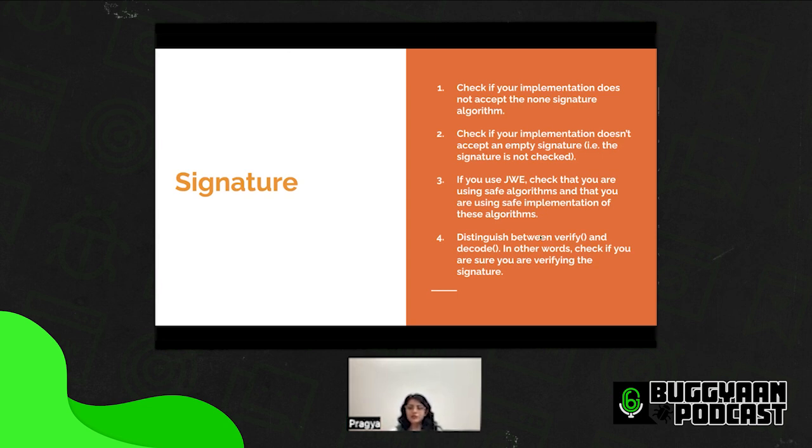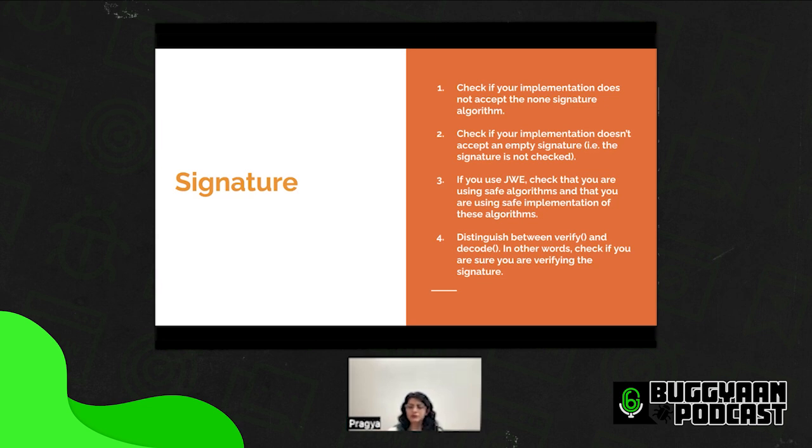Third is for JWE. This is a generic good practice. That's why I put it. So if you are using JWE, which are encrypted JWTs, check that you are using safe algorithms and safe implementation of these algorithms. So why is this mentioned? Because since JWE is encrypted, there must be some encryption algorithms in play for them to work. So this is for those encryption algorithms.